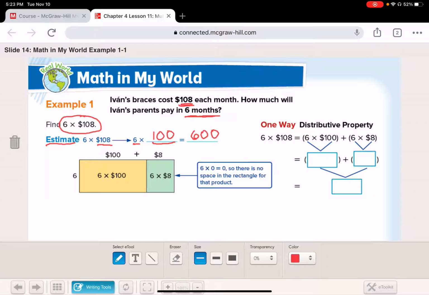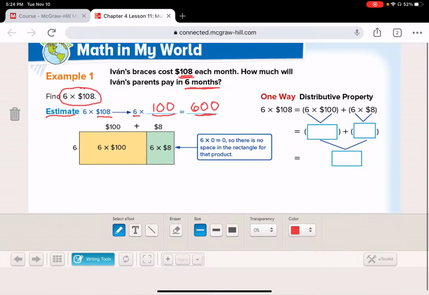So when I'm going to do my problem, I'm going to make sure that my answer is somewhere close to $600. I know that if I get an answer that says it's going to cost them $6,000 or $60, I'll know that that is absolutely not right. It really should be somewhere around $600.